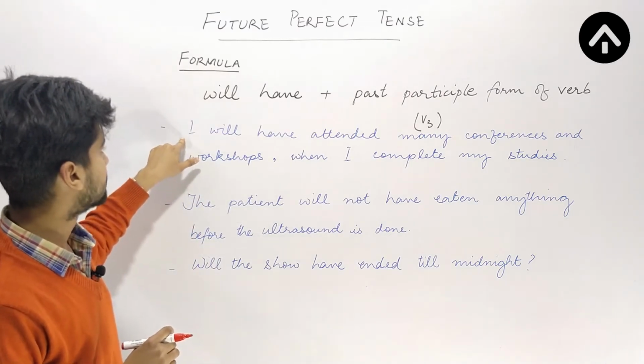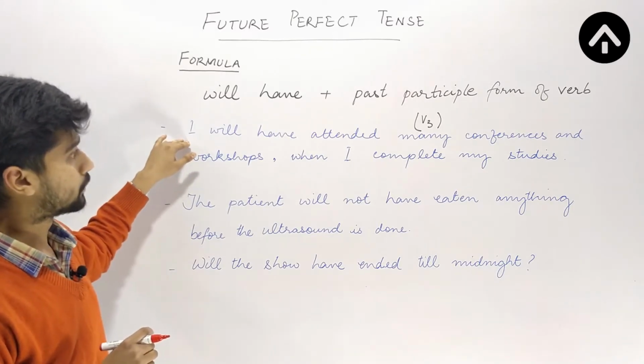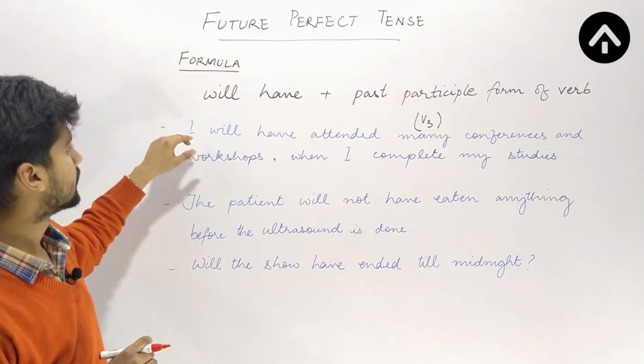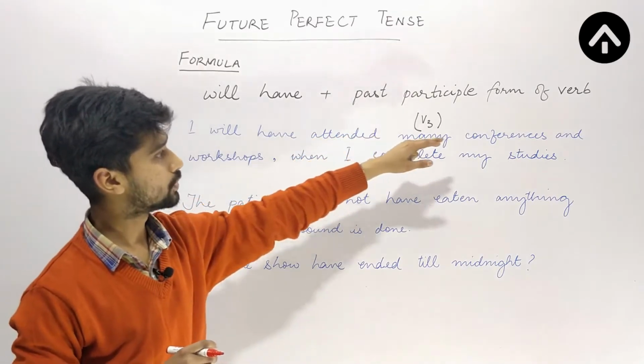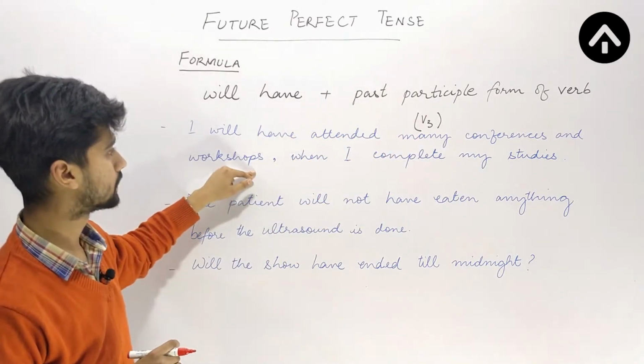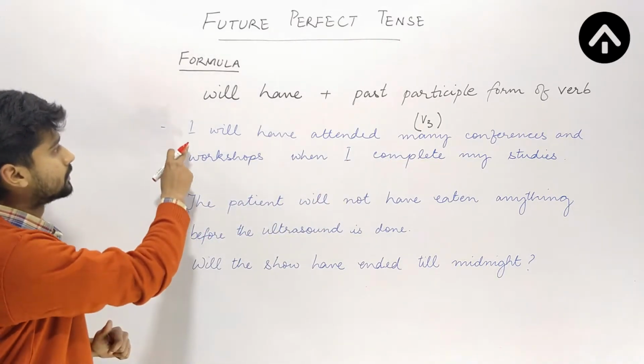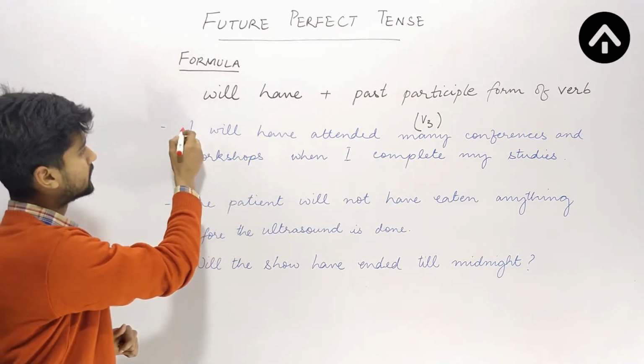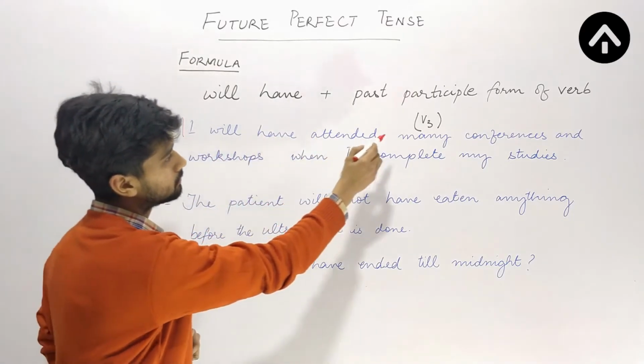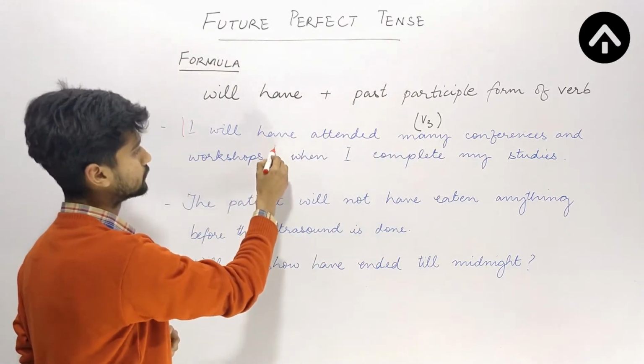So the example here is a positive, affirmative sentence. I will have attended many conferences and workshops when I complete my studies. Okay, so here the first clause begins from here: I will have attended many conferences and workshops. So this is the first clause.